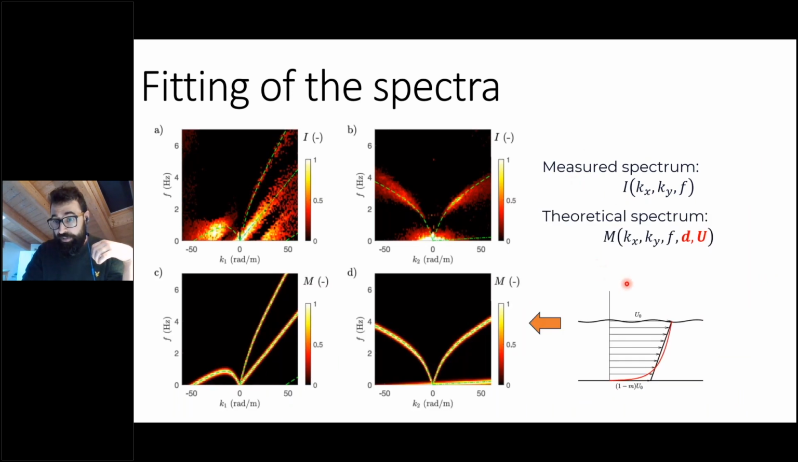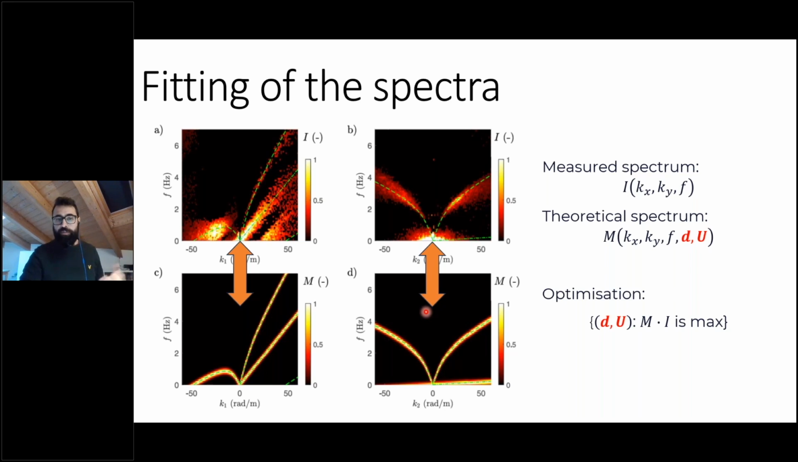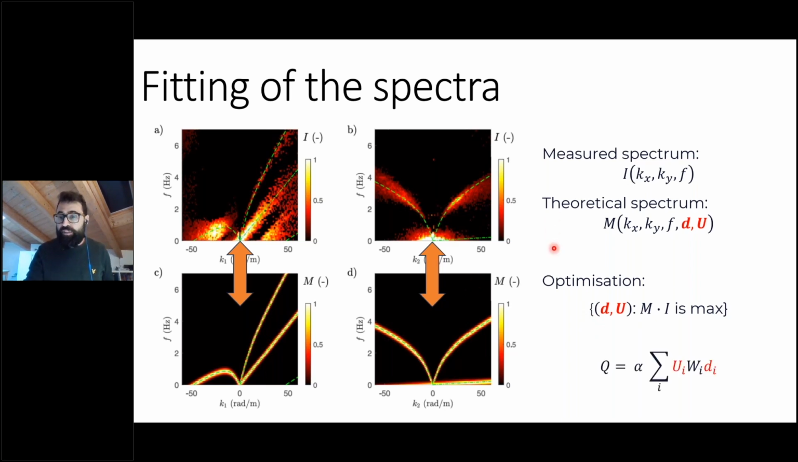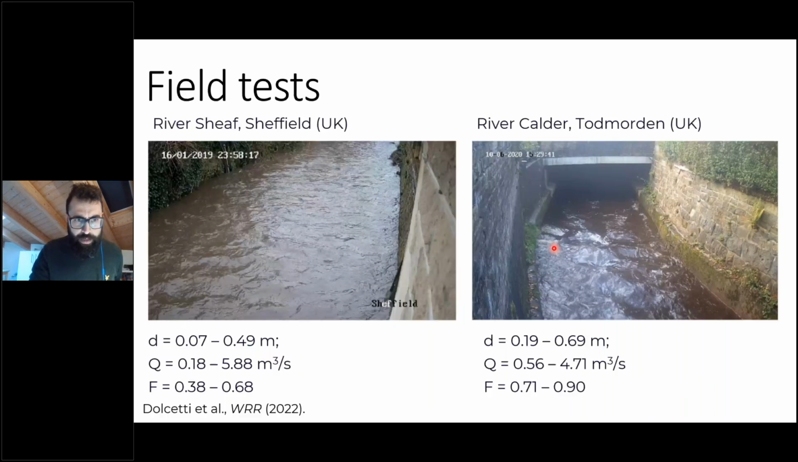Then we guess some values of the depth and the velocity, and based on these values, we can construct an ideal, theoretical spectrum. And we can change those guesses and run an optimizer in order to find the values of depth and velocity which give us a better fit between the measurement and the theory. And this tells us basically the depth and velocity that we can use to estimate the discharge. It's as simple as that, basically.